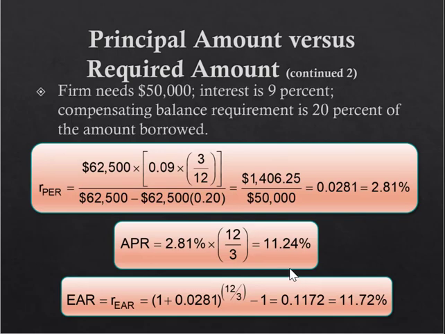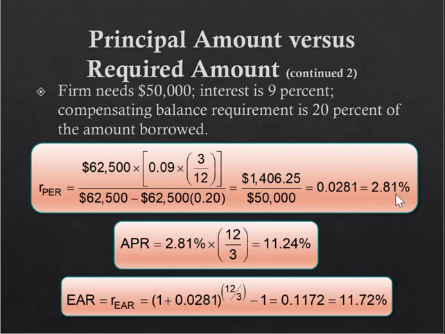So this also impacts your effective interest rate. The firm needed $50,000, interest is 9%, and the compensating balance requirement is 20% of the amount borrowed. So we ended up borrowing $62,500 in this case. Our interest that is due is $1,406.25, but we can only utilize the $50,000 available. That other $12,500 is sitting in a compensating balance account. So the interest is paid on $62,500.